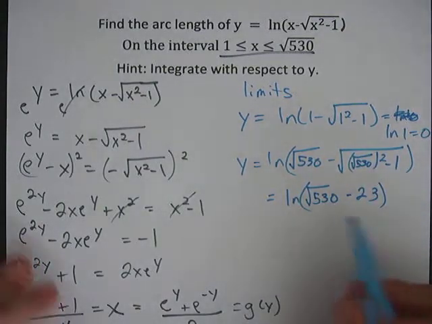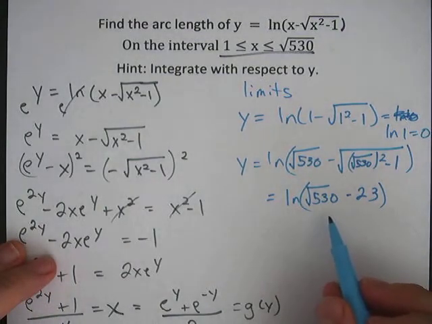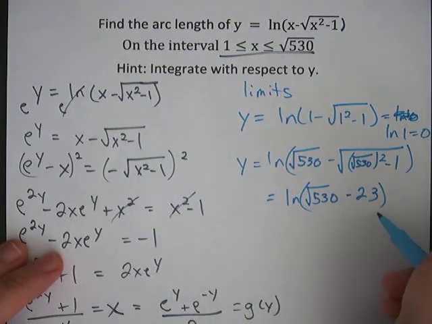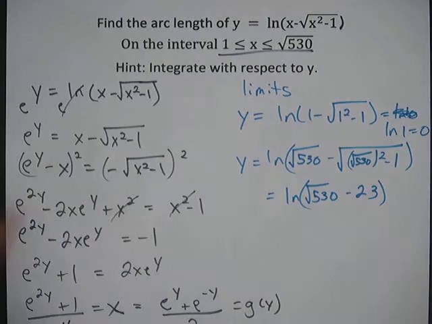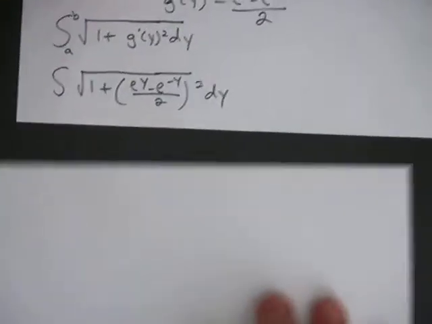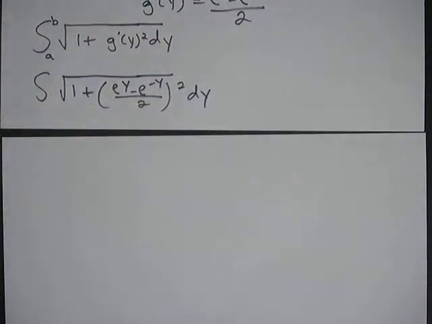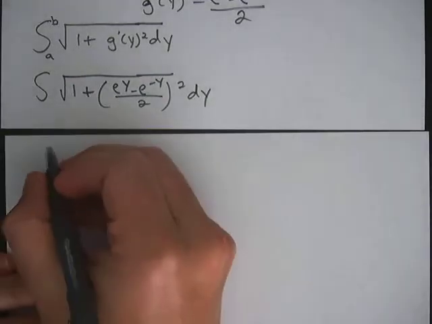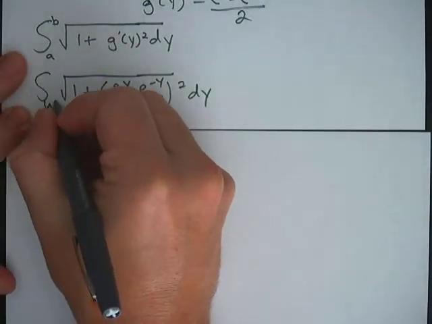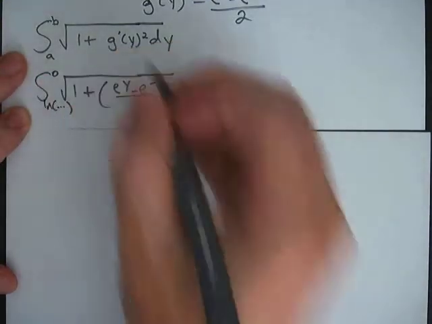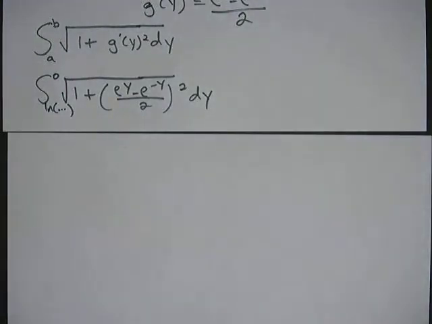Okay, so this is a negative number here. If you type it in, it's negative 3 point something. So that's going to be our lower limit, and this is going to be our upper limit. Okay, so let's go back down to the problem. So this is ln of that stuff and 0. Not a lot of room to write there.